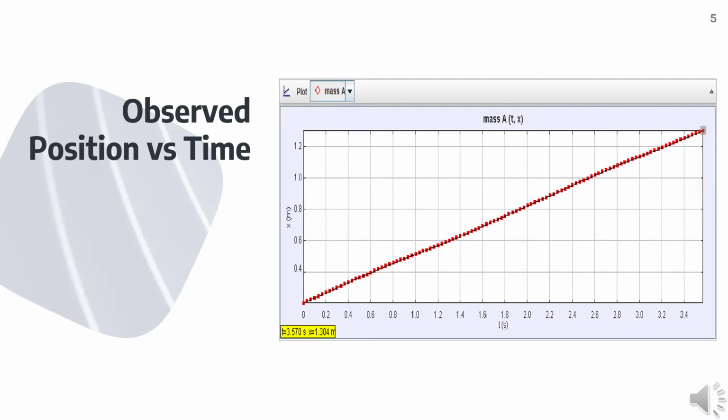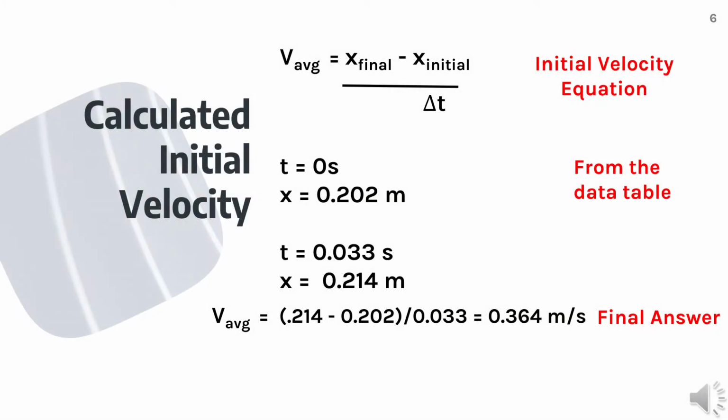In order to predict the motion of this object, I need to calculate the initial velocity. I started with this equation for initial velocity. My inputs came straight from the tracker program. For initial velocity, I used the first 2 points in order to pop out my answer of 0.364 meters per second. Going back to the equation for Newton's second law, there are a few more assumptions I need to make in order to fully predict the object's motion.